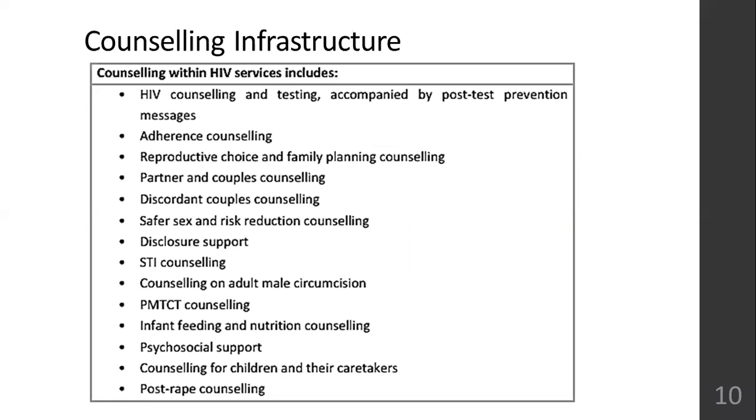Then counseling infrastructure. This is the counseling room. Post-test prevention messages should be there in poster form on the walls. Reproductive choice and family planning counseling should be given. Partner and couple counseling sessions should be scheduled. Discordant couple counseling. Safer sex and risk reduction counseling.